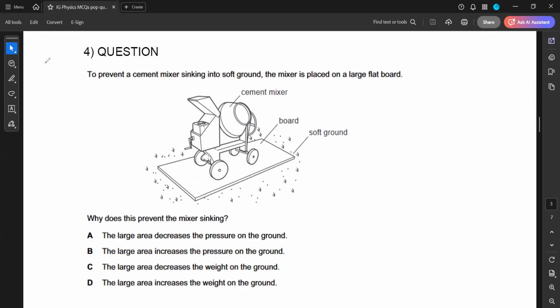Look, why does this prevent a mixer from sinking? As you can see, a cement mixer is on a board placed on soft ground. To prevent the cement mixer sinking into soft ground, the mixer is placed on a large flat board. We know pressure is inversely proportional to area. So with a large flat board, the pressure will be less. With low pressure, it will not sink. So the large area decreases the pressure on the ground. That's why A will be the right answer.